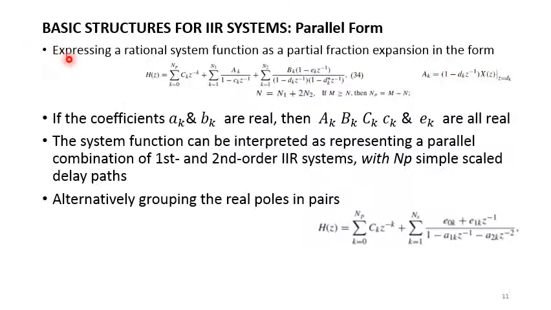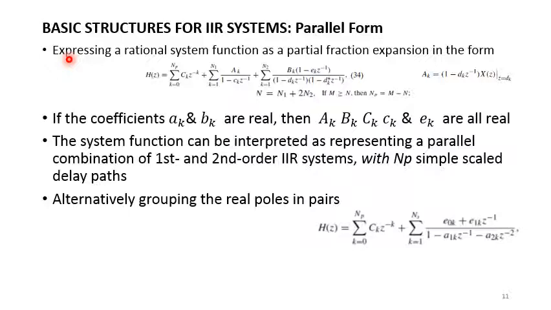So you understand we have different expressions for the rational system function. We can express it in terms of powers of z inverse, with bk z inverse over ak z inverse, and we can also express it in terms of the factors. Using these different expressions we can construct different structures for the LTI system.